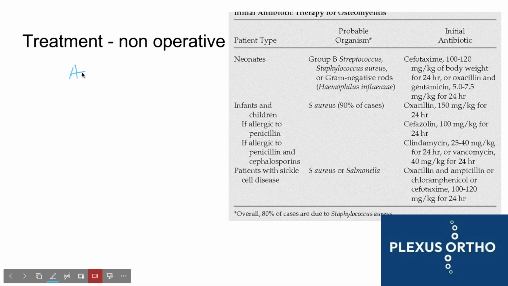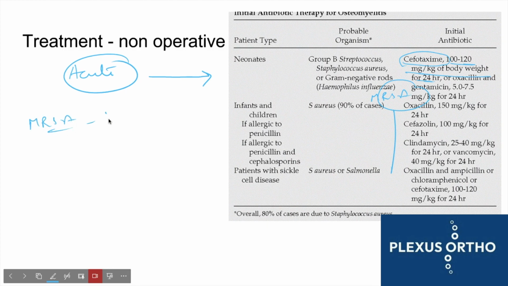So in early stages of acute osteomyelitis, we can attempt non-operative management. We can empirically start antibiotics. If you do not suspect MRSA, you can give cefotaxime 100 to 200 milligram per kg of body weight for 24 hours. However, if methicillin resistant Staphylococcus aureus, or MRSA, is seen, then you have to use vancomycin. If it is a gram-negative organism, you can use gentamicin or amikacin. And in cases of suspected salmonella, oxacillin and ampicillin or chloramphenicol can be used.